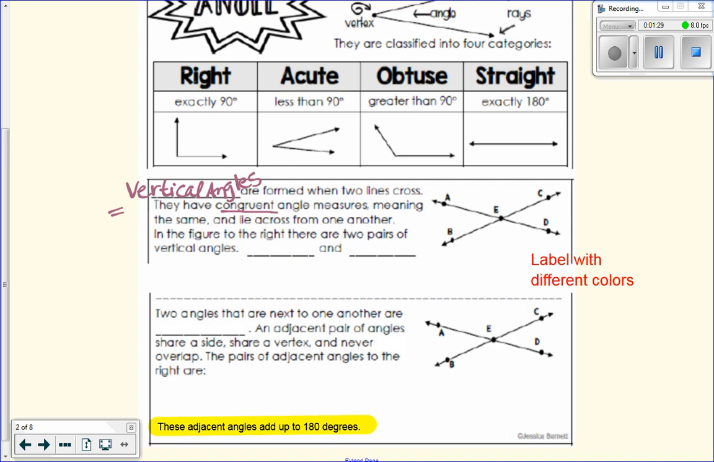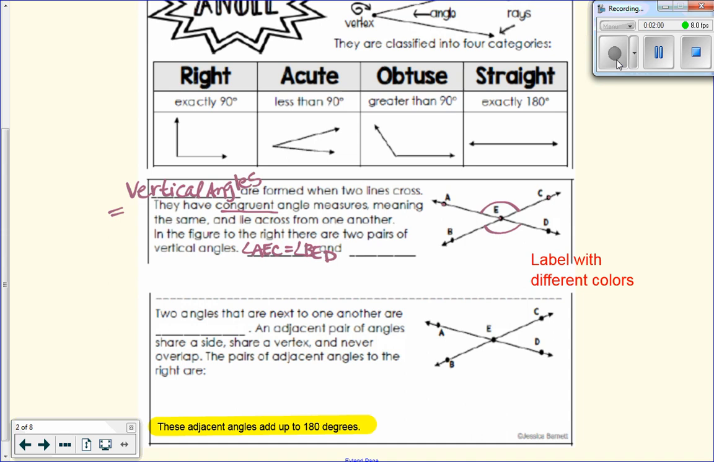Good. So this angle is congruent to that angle. Notice how they are vertical and they lie across from each other. So we label this as angle AEC. Angle AEC is equal to angle BED.